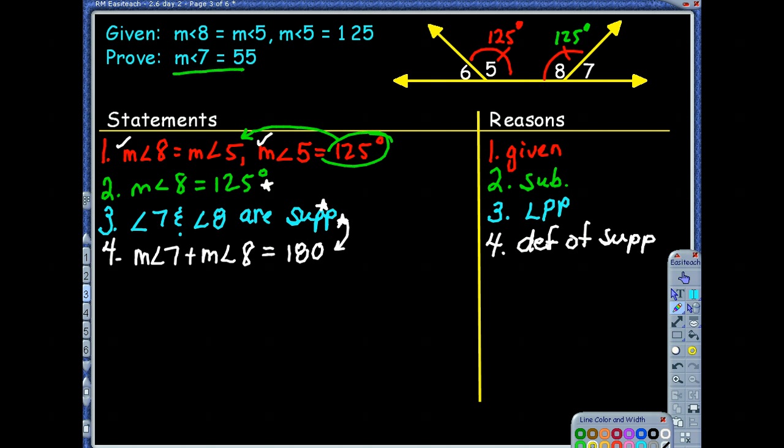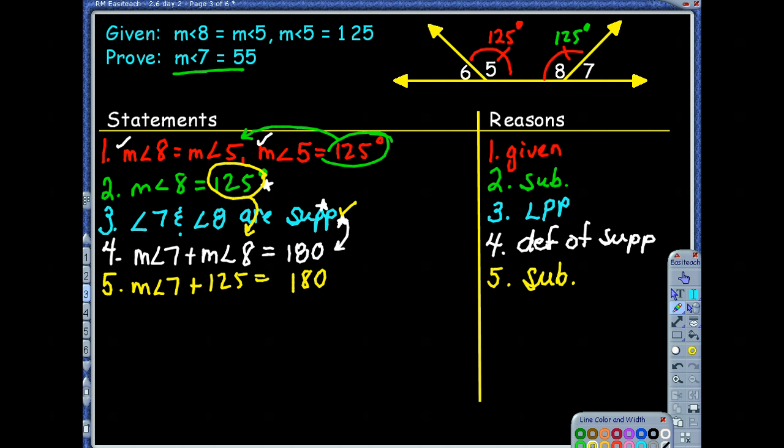Exactly. Now I can do some substitution because I have 2 equality statements, 2 equations. So I'm going to put that 125 in place of the measure of angle 8. So I'm going to say the measure of angle 7 plus 125 is equal to 180. And that would just be substitution. Here's one where I can't use transitive, because I'm not saying they're equal to the same thing, so they're equal to each other. I'm just taking and putting it in that one spot. All right, that makes sense. That doesn't happen a lot. No, it doesn't. A lot of times they're pretty interchangeable.